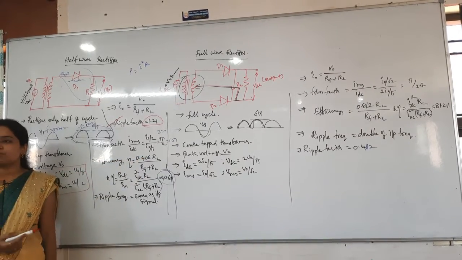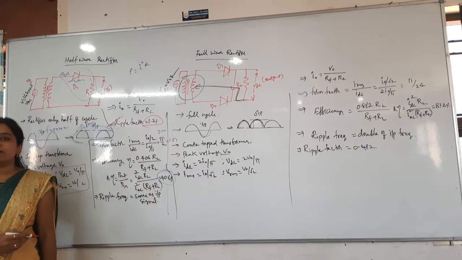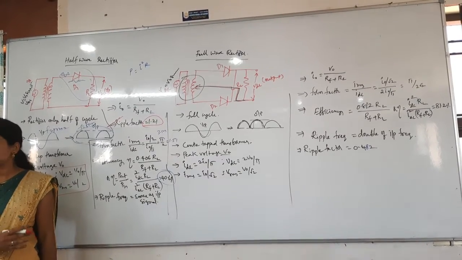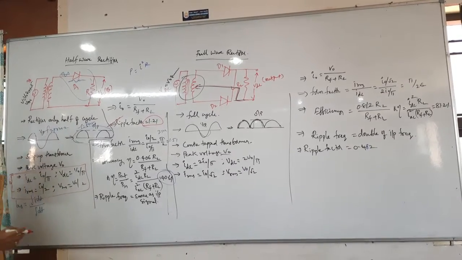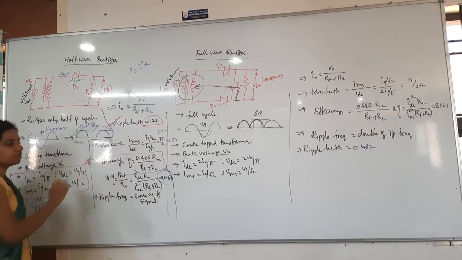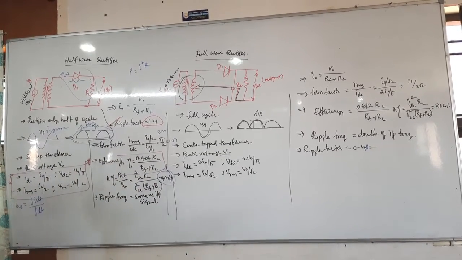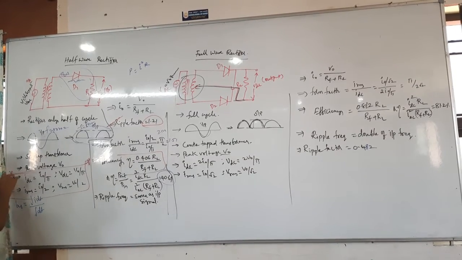Peak factor. What does the peak factor mean? We take the maximum value by the RMS value, maximum value I naught by IRMS. So that is the peak factor. And the efficiency is important. The efficiency formula is important here. Whichever values I just rounded off, you just put those as important. You have to remember those.